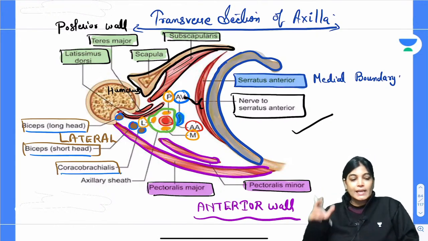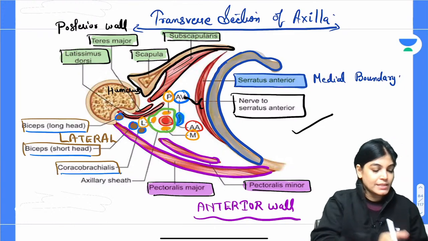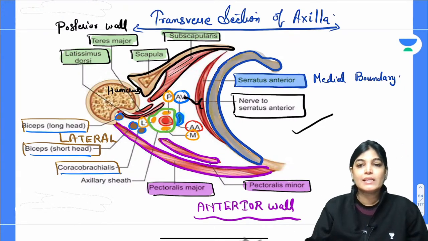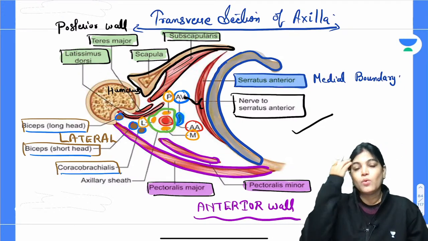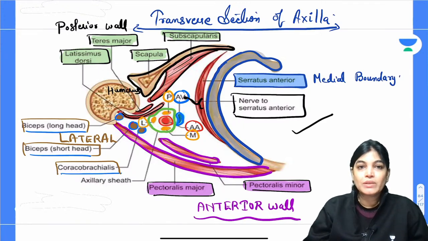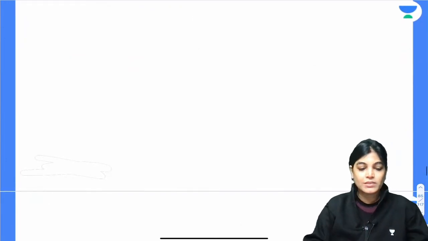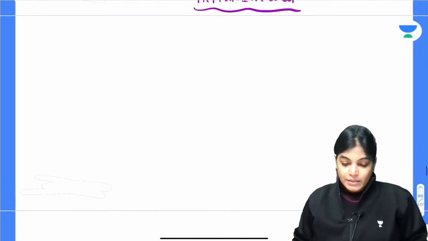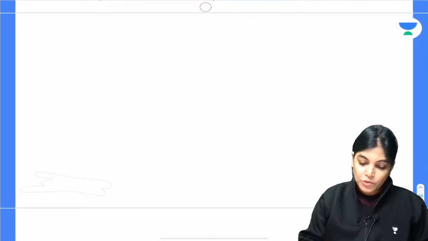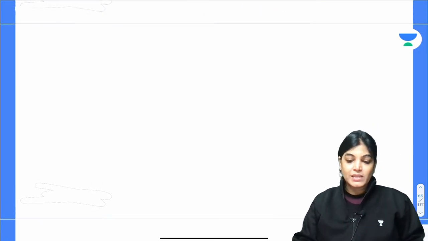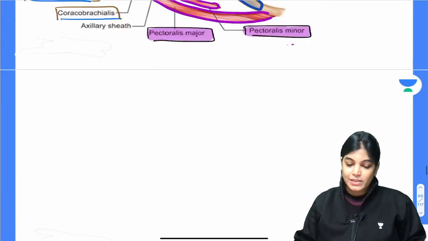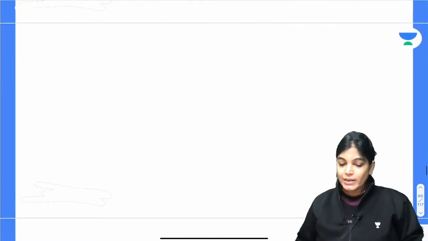So any doubt, please let me know, my dear aspirants. This single diagram is giving you the whole outline of the boundaries of the axilla and the contents of the axilla, so let's study in detail. Once more, I will write quickly about the boundaries and the contents so that you can revise afterwards, because you have to write this in your exam, and you have to make the diagram. All these things are very, very important for first year aspirants to understand in detail, because only then will they be able to understand the dissection.